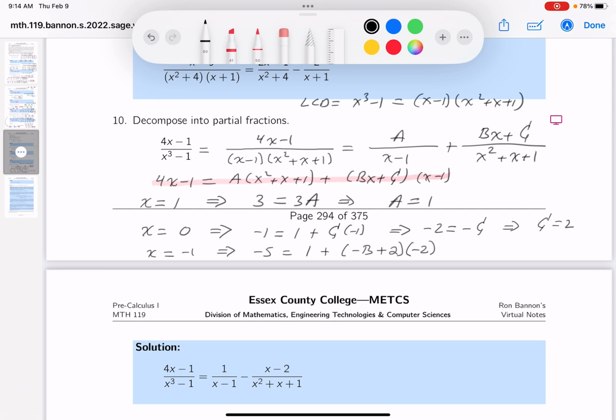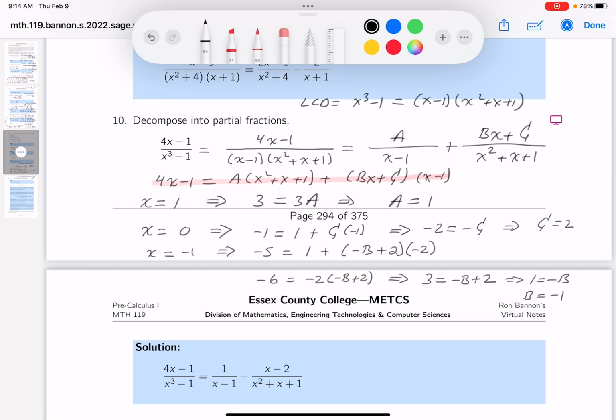Again, more involved, isn't it? So let me tell you, I'm going to take away the 1 from both sides. You get minus 6 equals minus 2 times minus B plus 2. I can divide both sides by minus 2. You get 3 equals minus B plus 2. I'm going to subtract 2 from both sides, and I'm going to get 1 equals minus B. So I'm pretty comfortable that B is going to be minus 1.